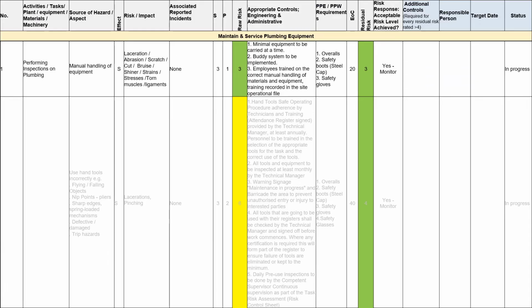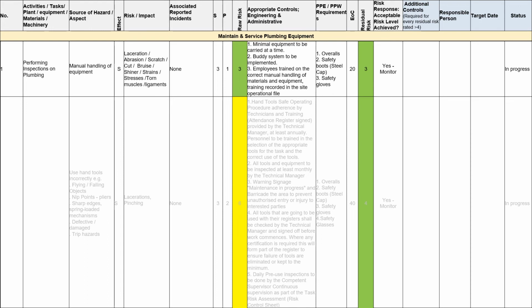This Excel spreadsheet design shows the basic layout of a risk assessment, starting on the left-hand side by the number or item number for the actual risk. This could be the activities, tasks, plant, equipment, materials, or machinery being used. We then notice in the third column what is the hazard, the source of exposure. In this case, we will notice one hazard for performing inspections on plumbing. This would be the manual handling of equipment. The effect or consequence would be a risk to safety. The risk or impact, the unwanted events, could be lacerations, abrasions, scratches, cuts, bruises, strains, stresses, torn muscles, and ligaments.